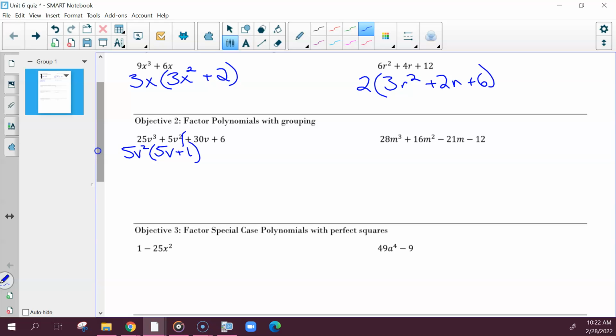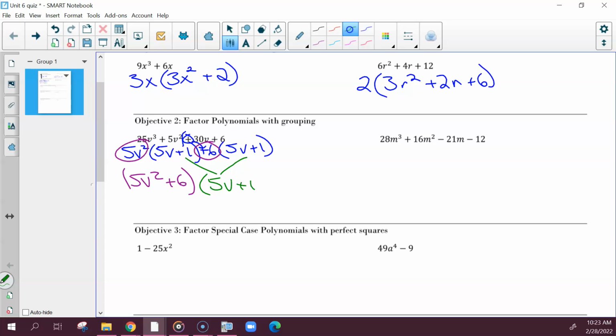And then what can we divide out of the second two? 6. Positive 6. Whatever this is, bring that sign down. If we divide both by 6, what's left? 5d plus 1. Then our last step, take what's outside, put those in a factored form together. So 5b squared plus 6. And then take the other terms, what's inside, put them in a factored form together, but they're the same, so 5b plus 1. That would be your final answer.